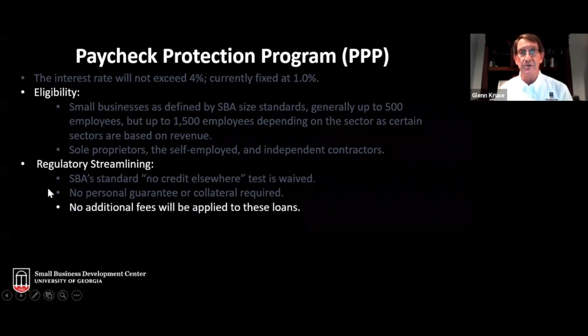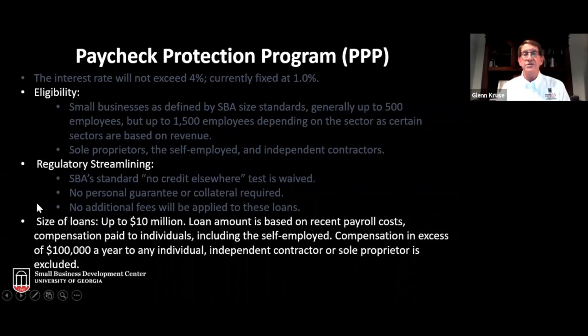No fees. Generally, if you have an SBA loan, if you have any loan, there'll be some sort of closing fees, there'll be an origination fee. There may be multiple types of fees that will be added into that loan. You'll be paying those off as part of your overall loan repayments. Under the PPP, there will be no additional fees applied to these loans by the lender.